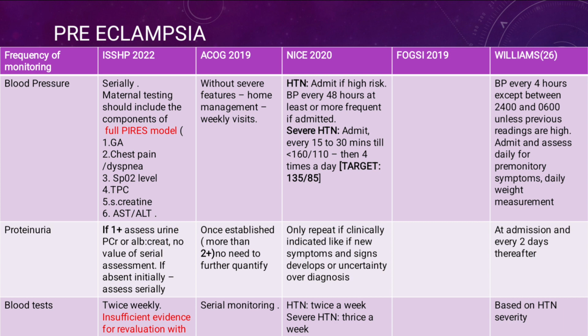The preeclampsia model should include the following components: maternal testing, gestational age. If proteinuria is 1 plus, then you have to do a serial test; if absent initially, then assess serially. Blood test. If negative, then you have to assess serially. Otherwise, not. Blood test twice weekly. There is insufficient evidence for evaluation with angiogenic markers. Once established, there is no need for further quantitative assessment. Then blood pressure, blood test, everything is over.